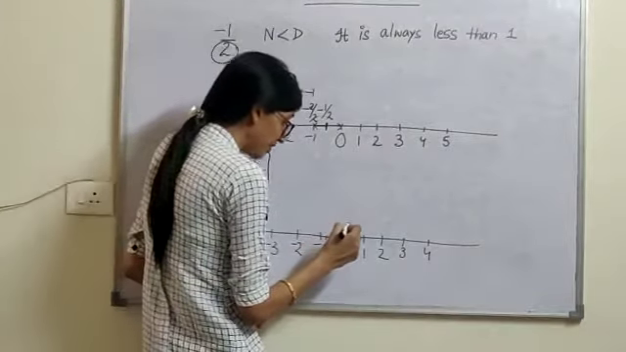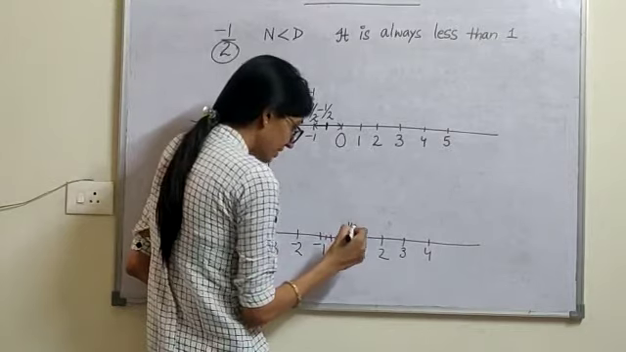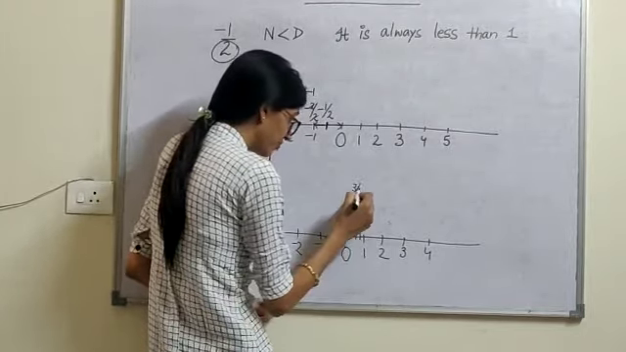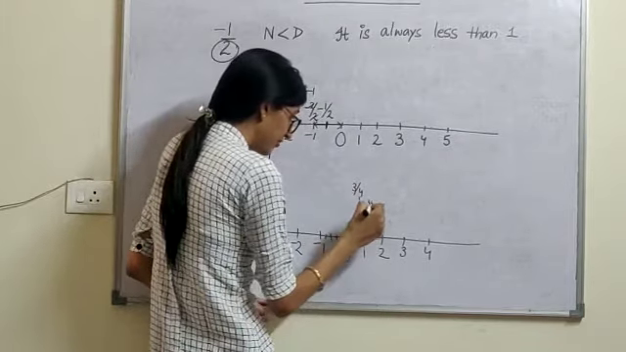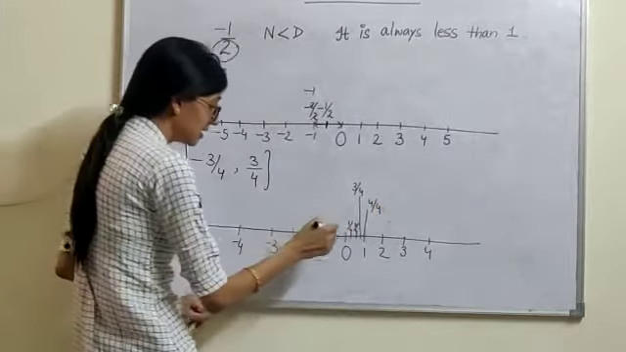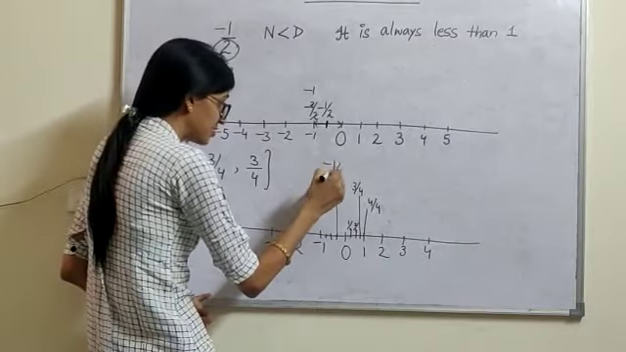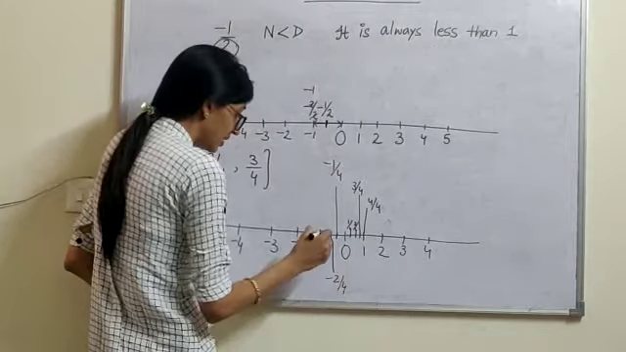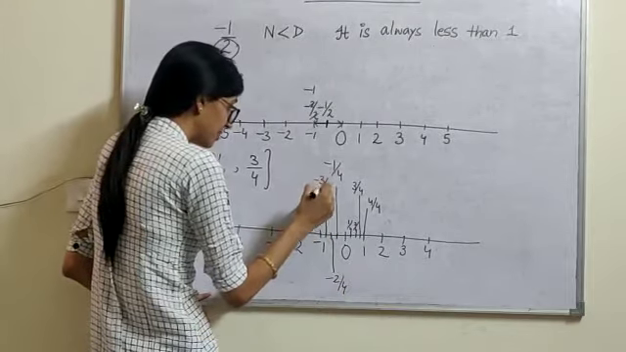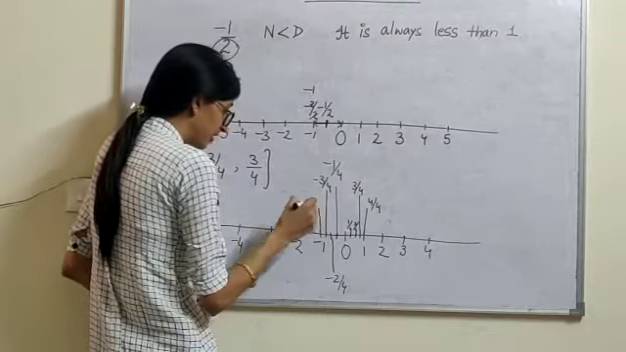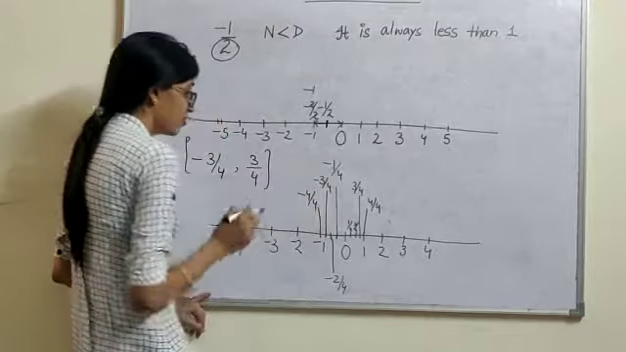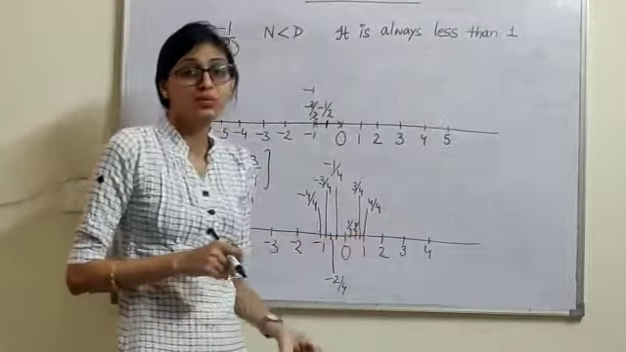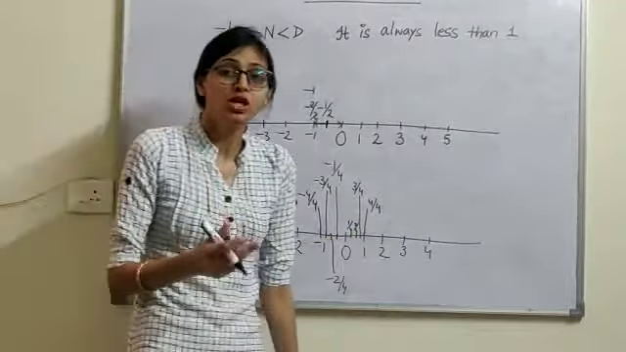Now the first part will be 1 by 4. Second will be 2 by 4. Third will be 3 by 4. And the fourth part will be 4 by 4. Similarly, the first part will be minus 1 by 4. The second part will be minus 2 by 4. The third part will be minus 3 by 4. And the fourth part will be minus 4 by 4. In this way, you have to divide into equal parts, checking upon the denominator.